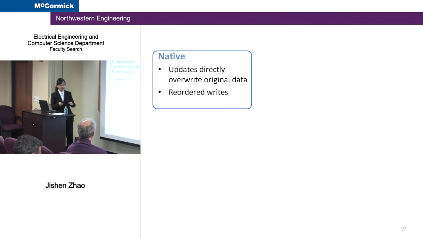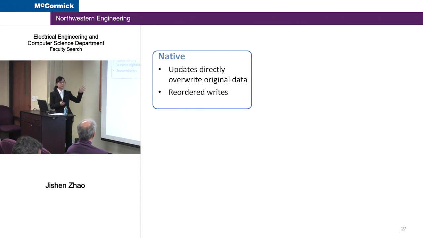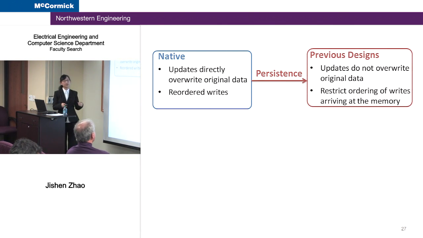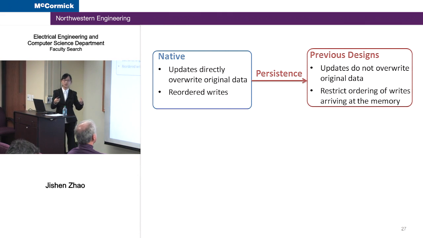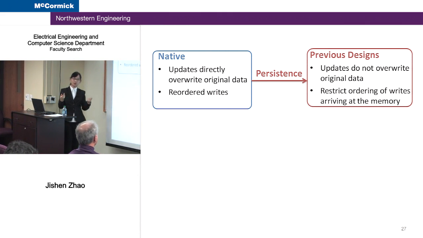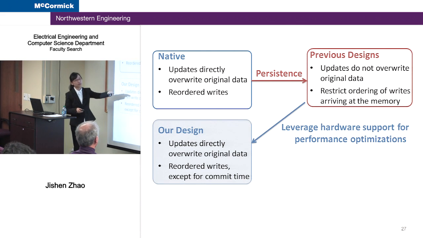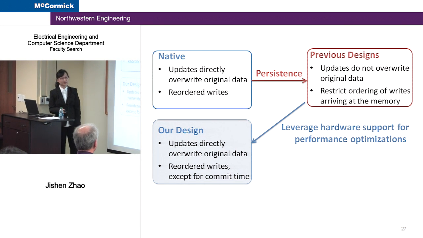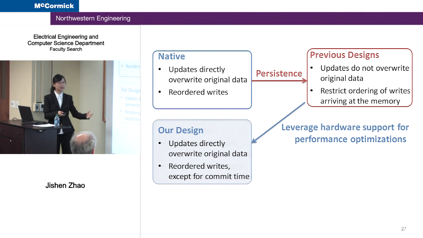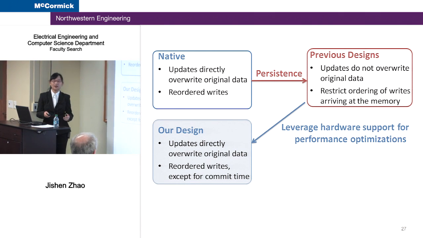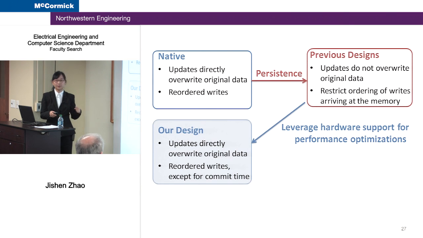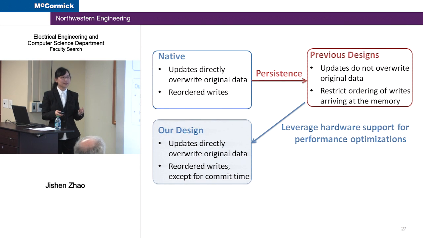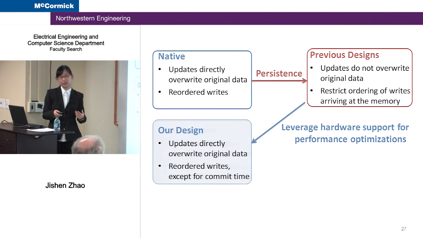So we have completed most of our design. Let's revisit the path we have gone through. We start from a native system with no persistence support in memory. To add persistence support in memory, previous persistent memory designs incurred all this performance overhead to maintain multi-versioning and ordering control. We leverage hardware support for persistence optimizations. If we compare our design with the native system, we can see that the behavior is now pretty close. It seems that our hardware-based persistent memory design is in pretty good shape now. But if we take a closer look, we can still see several implementation challenges we need to address.